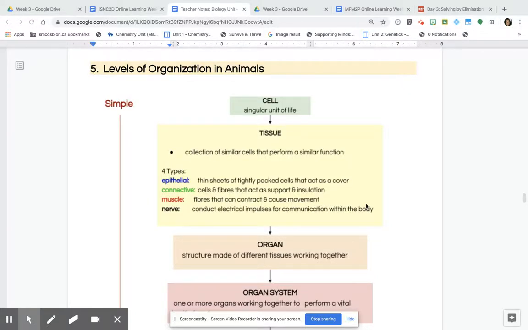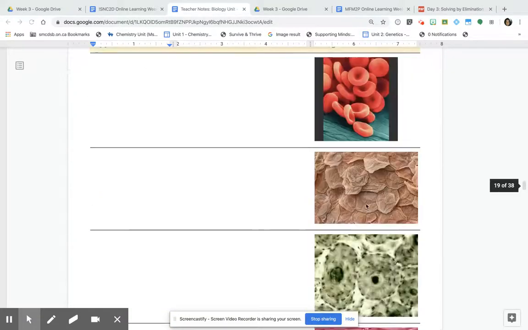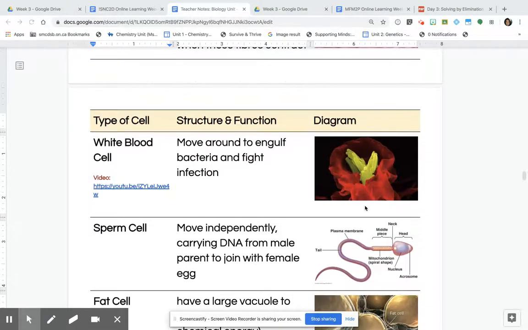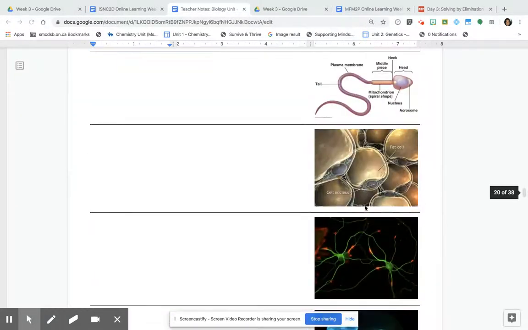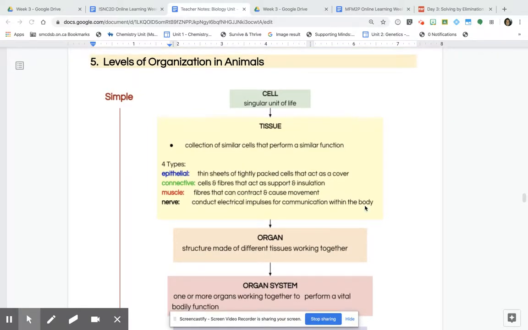So yesterday we talked about how our cells and everything can be specialized. So this was yesterday's lesson, right? We talked about all of these different types of specialized cells that we can have. And today we're going to talk about how everything is organized in animals.